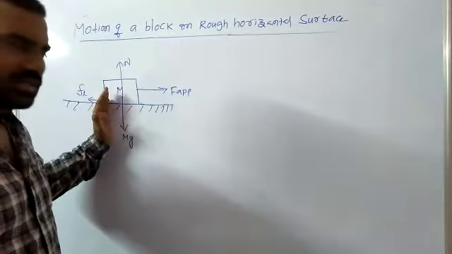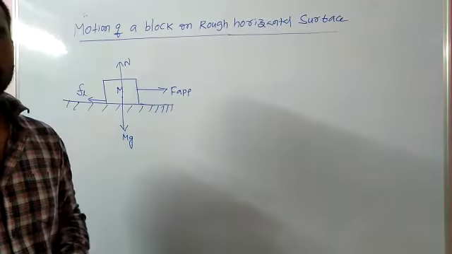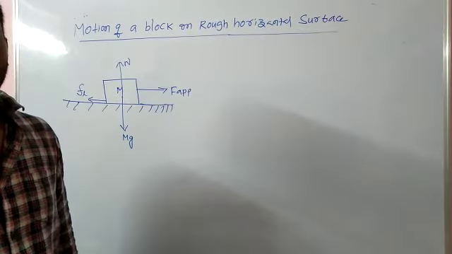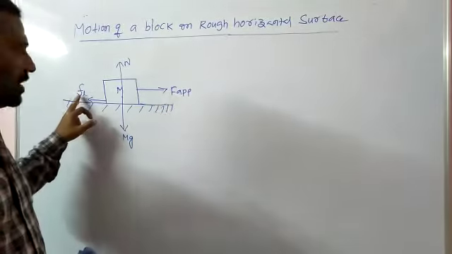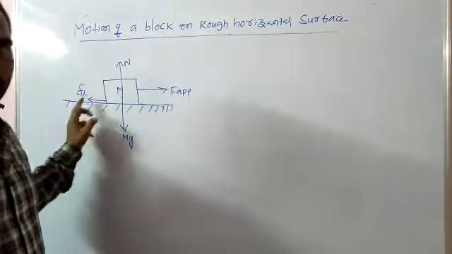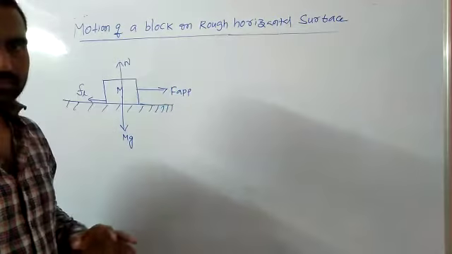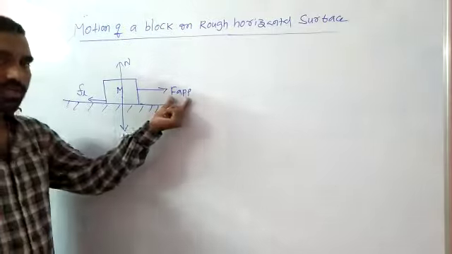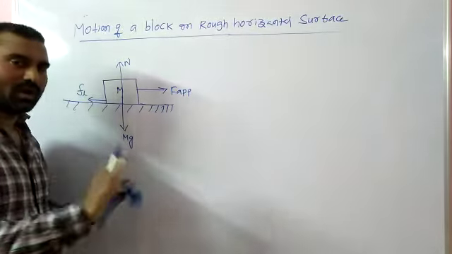To just move this block, what is the minimum force required? That minimum force should be equal to limiting friction. If the applied force is less than limiting friction, what happens? This block is at rest. If the applied force is equal to limiting friction, what happens? The block just begins to move, not moves.